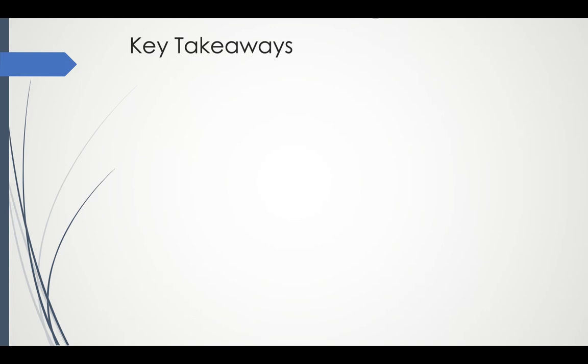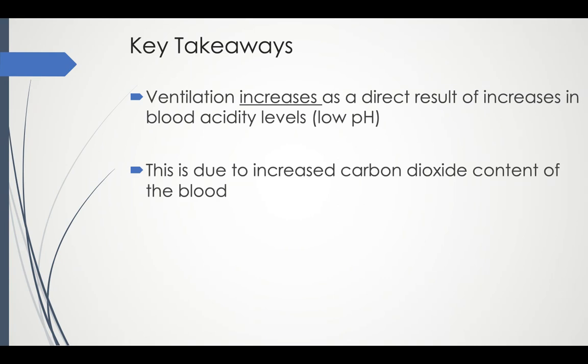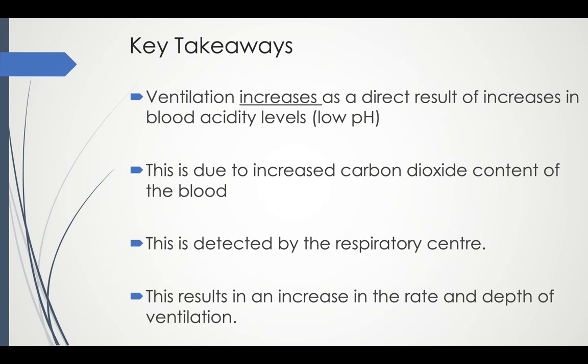So, some key takeaways from today's lesson. First one, ventilation increases as a direct result of increases in blood acidity. So what that means is a decrease in pH, more acidic blood. Secondly, this decrease in pH happens as a result of increased carbon dioxide levels. These increased carbon dioxide levels are sensed by the respiratory center, and what that does is it results in an increase in the rate, so how often we breathe in, and the depth of ventilation. So we take deeper breaths.